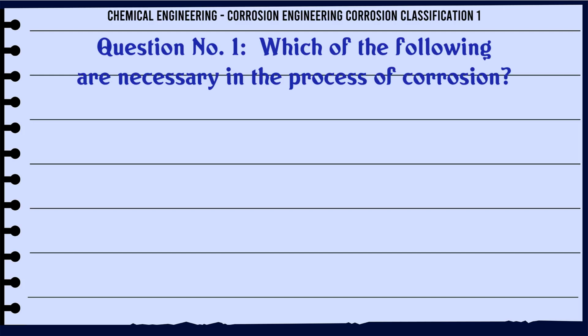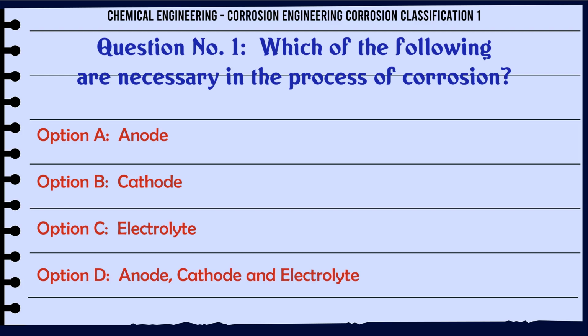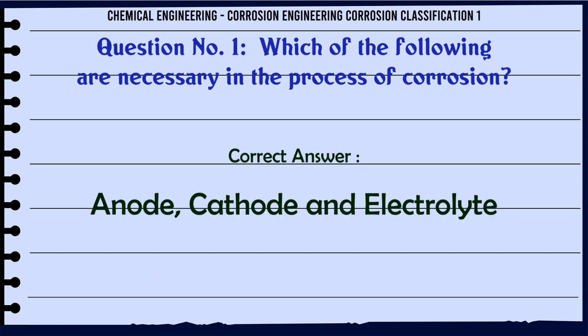Which of the following are necessary in the process of corrosion? A. Anode. B. Cathode. C. Electrolyte. D. Anode, cathode and electrolyte. The correct answer is anode, cathode and electrolyte.